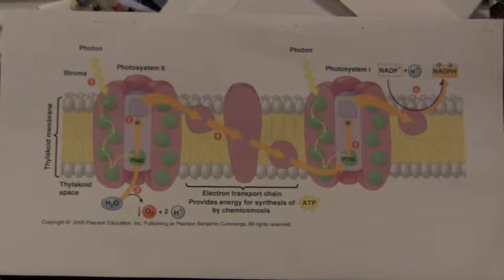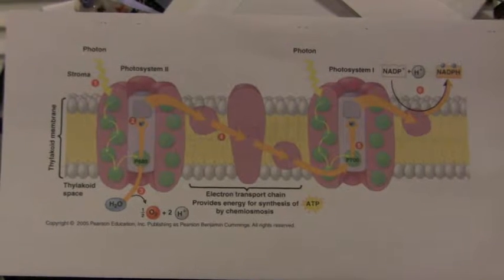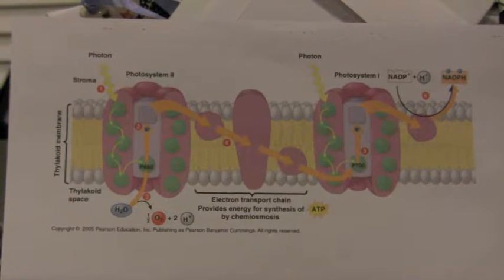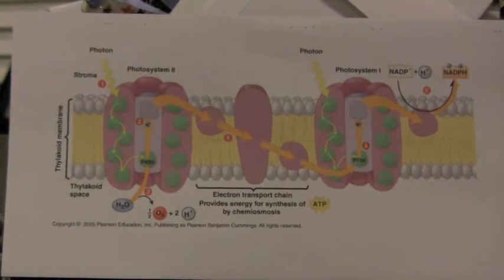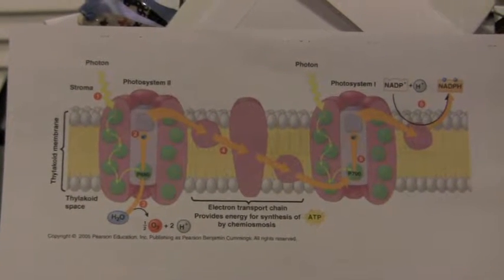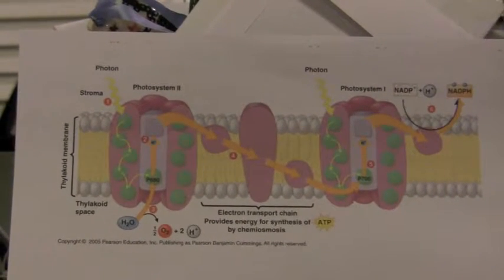Electrons move from photosystem 1 to the electron transport chain before returning to photosystem 1 in the cyclic electron flow. It only produces ATP, but it does not require water.